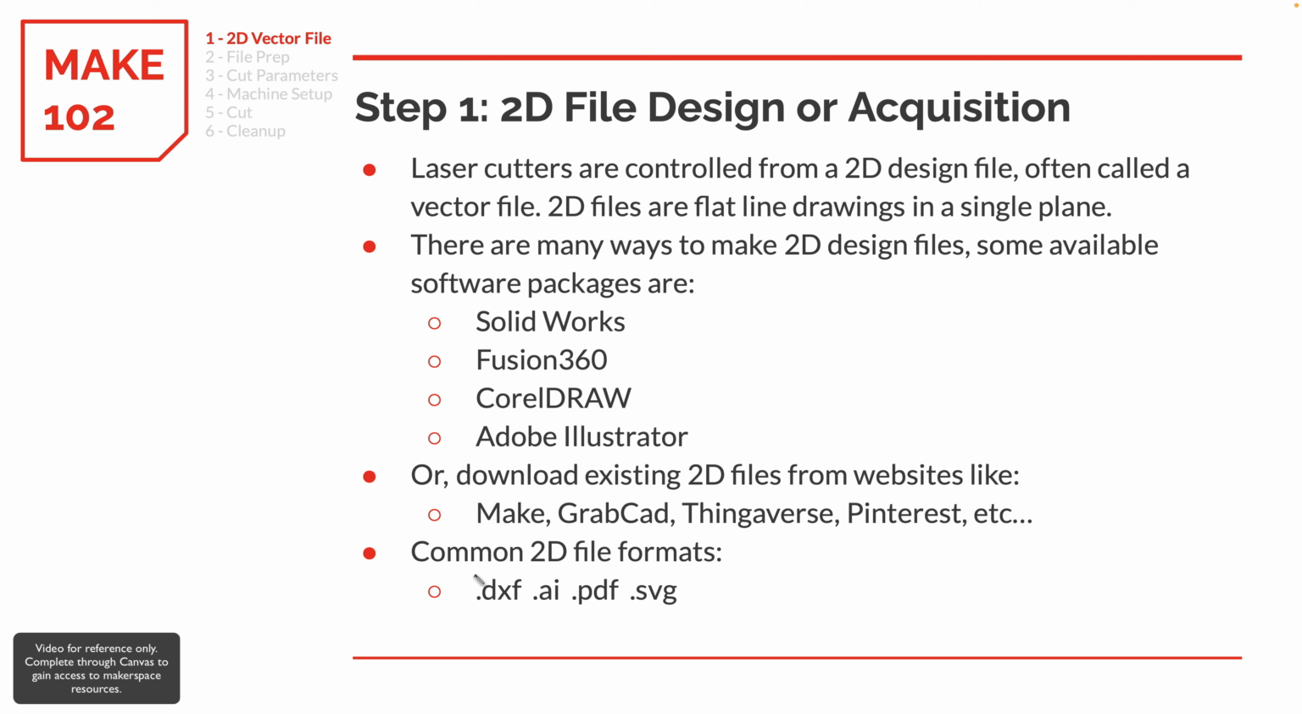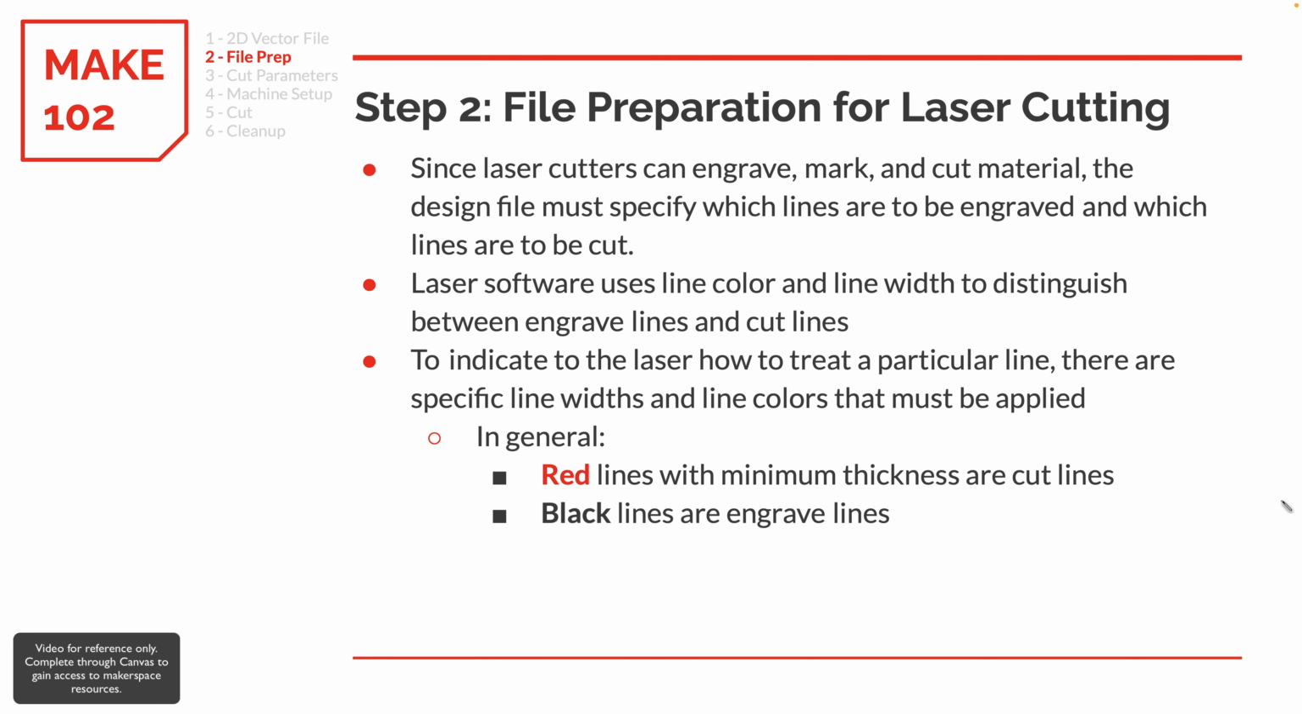So some common file formats for these designs are .dxf, .ai, .pdf, and .svg. So now that we have our design files, we now need to modify those design files to instruct the laser what to do with each of the lines in the file. So for example, if there are certain lines we want to cut, then we need the laser to treat those lines in a certain way. If there are certain lines we want to engrave or text that we want to engrave, the laser needs to treat those lines differently. The way we do that is with color.